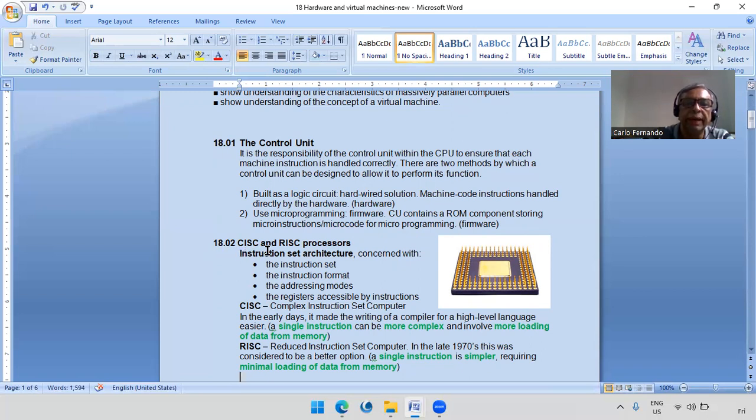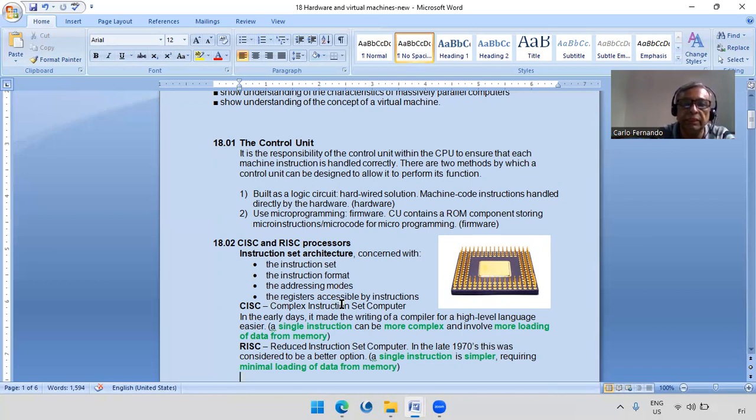18.2, CISC and RISC processors. Instruction set architecture is concerned with the instruction set. First the instruction set, then the instruction format. So there's a set of instructions in a particular format. The addressing modes: how do you address them? How do you store them and access them? Where are the addresses of these instructions? The addressing modes.